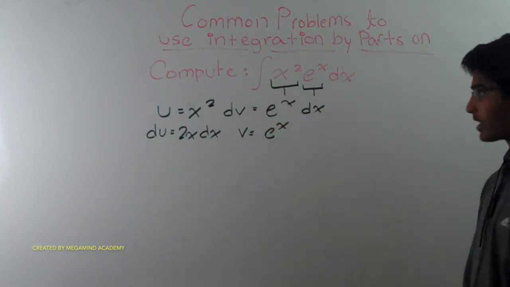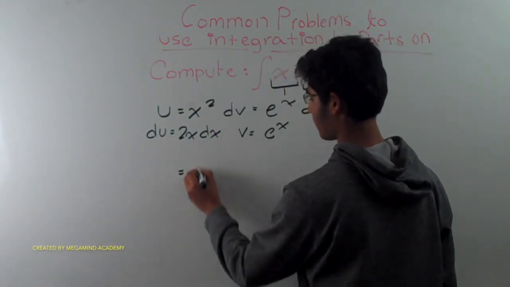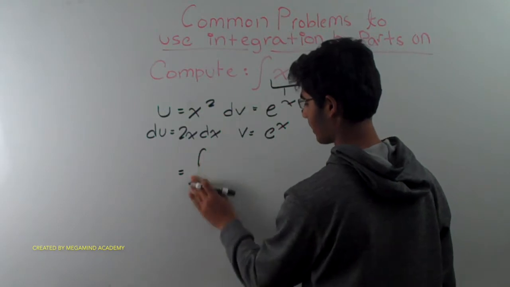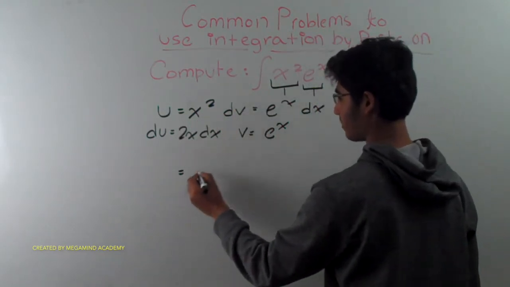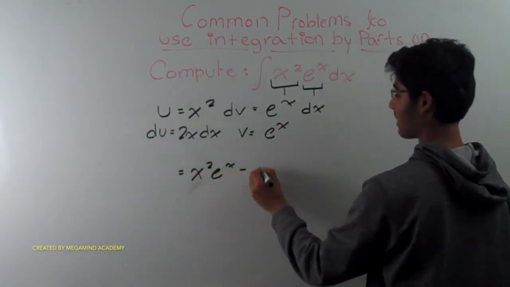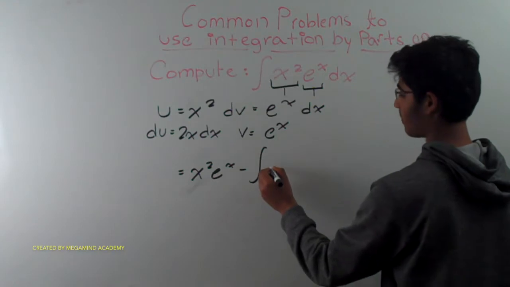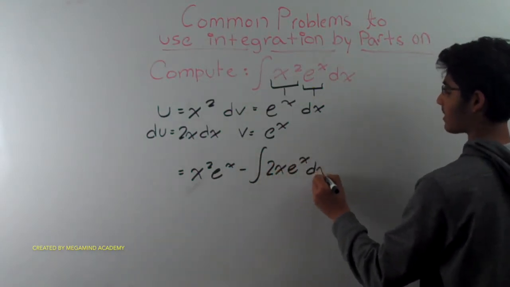So we do integration by parts to get that this integral would be equal to uv, which is x squared times e to the x, minus the integral of 2x e to the x dx.